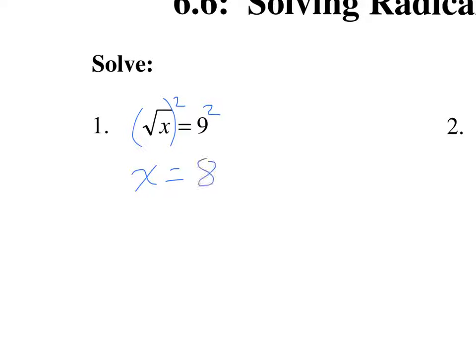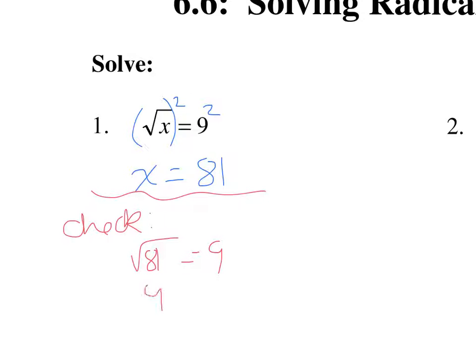9 squared is 81. It's really important to check all these equations because even if you do everything correctly, sometimes you come up with a solution that really doesn't work in the original equation. So we substitute 81 back into the original equation for x, and we do see that the square root of 81 is 9, so this does check out.